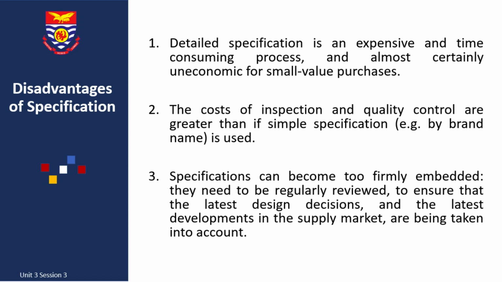So for instance, we say we want 10 boxes of Bic pen. Bic pen is Bic pen wherever we go. So because we don't give out brand names or some simple specification, we realize that we have to invest cost in the whole process. The third disadvantage here is specifications can become too firmly embedded. They need to be regularly reviewed to ensure that the latest design decisions and the latest developments in the supply market are being taken into account.